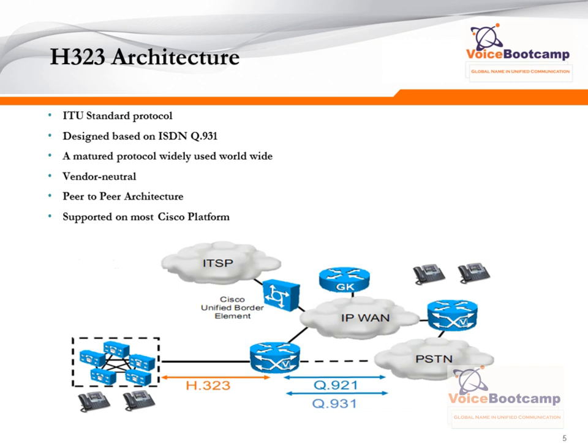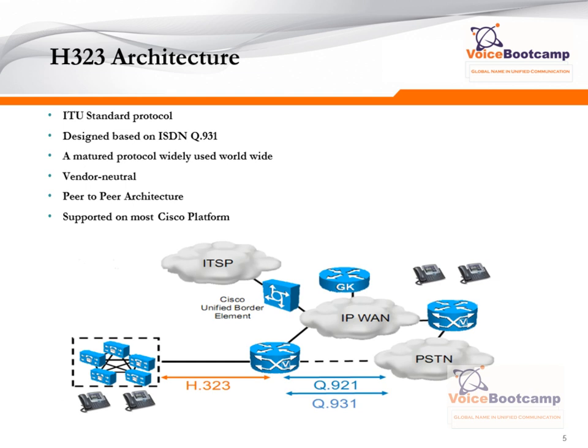Now the H323 protocol is based on an ITU standard, or International Telecommunication Union standard. It is designed based on ISDN Q.931. Those who are familiar with ISDN technology will find the configuration of H323 quite easy. It is a mature protocol and widely used worldwide because it is one of the oldest protocols in the market. Now H323 is vendor neutral. Basically, H323 gateways from most vendors are more likely to work with each other compared to any other protocol that exists.